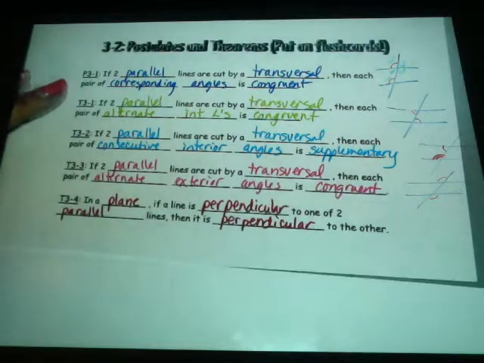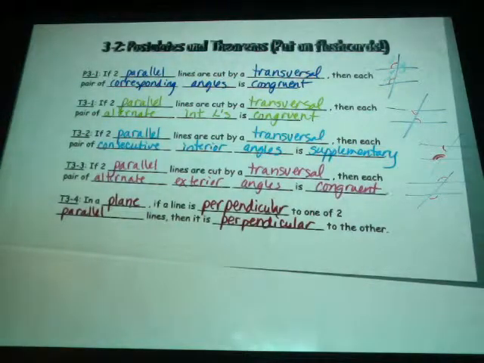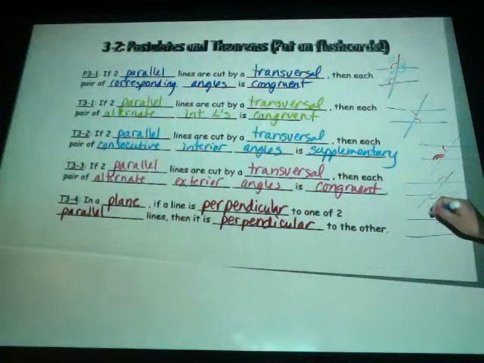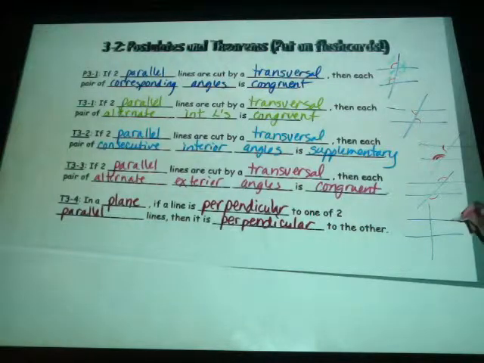And then the last one is different than all of them. In a plane, if a line is perpendicular to one of two parallel lines, then it is perpendicular to the other. This is used a lot, and you forget it all the time, mostly because we're not studying our theorems, or we're getting them all mixed up. But all this is saying is in a plane, if a line is perpendicular, and we're going to assume that these lines here are parallel.